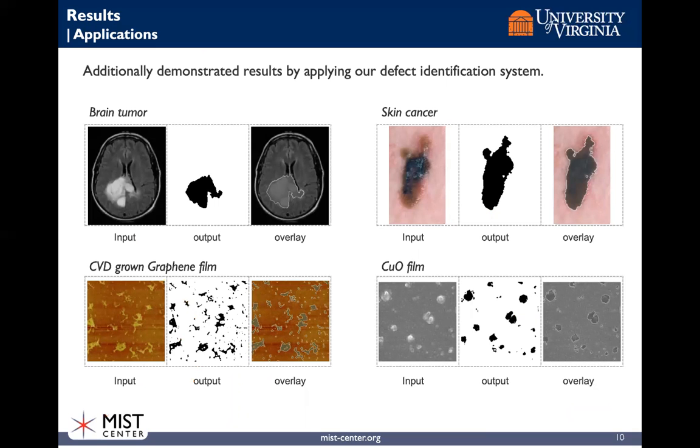And we have applied the identical hardware and software co-design system to detect brain tumors and skin cancer, and defects in CVD-grown graphene film and copper film. As you could clearly see from the images, we were able to efficiently identify various defects using our system, which confirmed the feasibility of our system for many different fields, applicable using a single algorithm and a single hardware, which is universal.